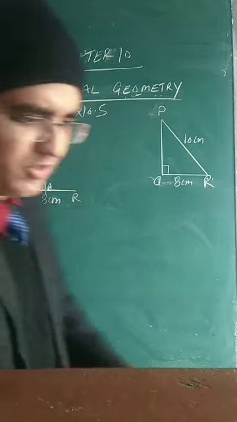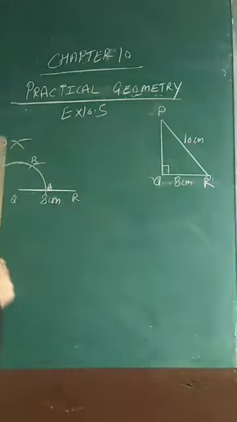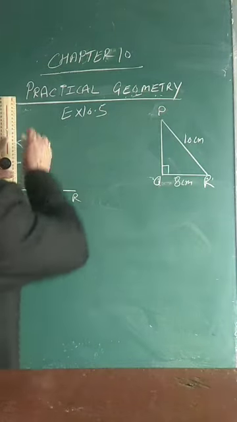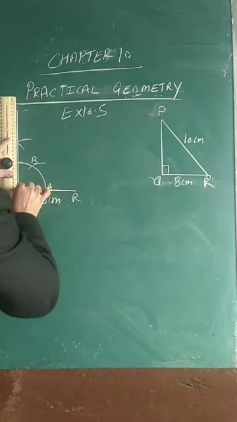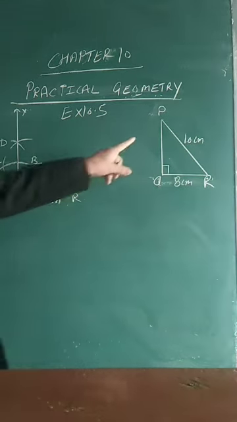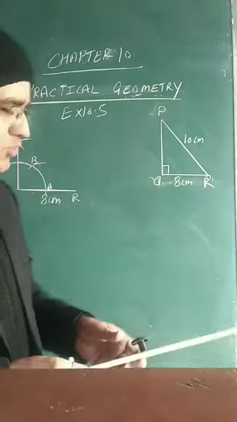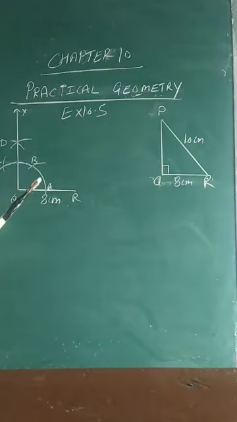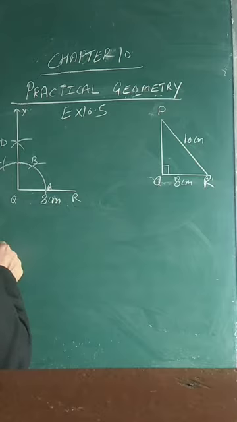Now again we'll draw the perpendicular, QX, which is passing through point D. This is Q, we are taking this as X, passing through point D. Now, according to the question, PR is equal to 10 centimeter. So with the help of the compass and the ruler, we'll take a radius equal to 10 centimeter.